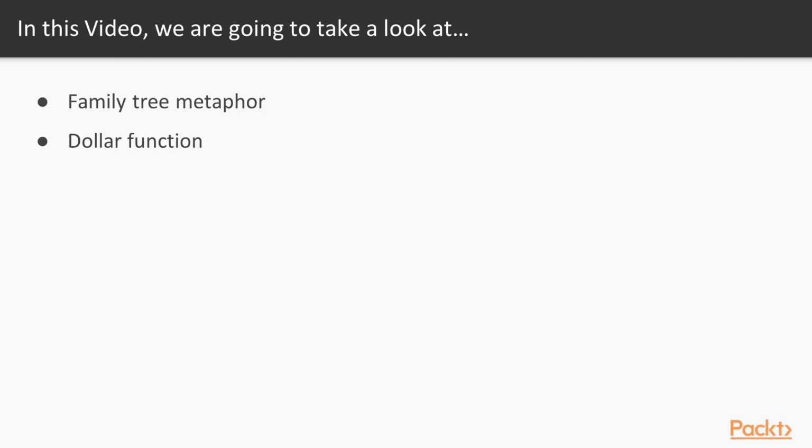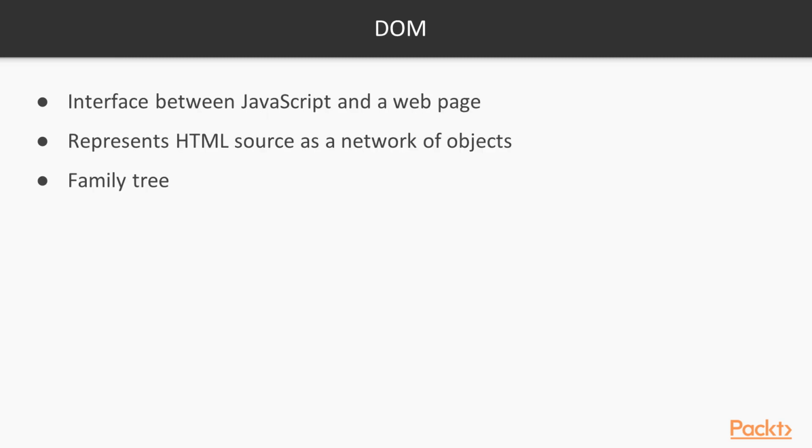One of the most powerful aspects of jQuery is its ability to make selecting elements in the DOM easy. The DOM serves as the interface between JavaScript and a web page. It provides a representation of the source HTML as a network of objects, rather than as plain text. This network takes the form of a family tree of elements on the page.